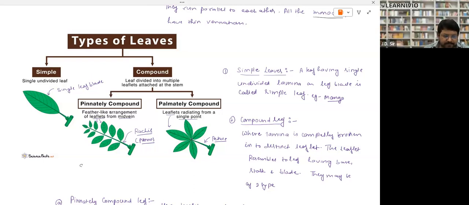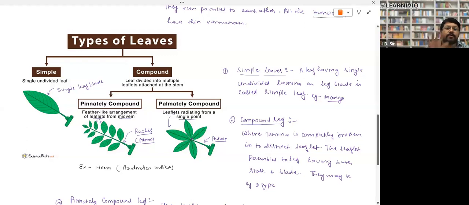Example, like neem. The botanical name of neem is Azadirachta indica. Like neem, you can see there is a pinna which is called rachis, and on the rachis there will be small leaflets. This is called pinnately compound leaf.